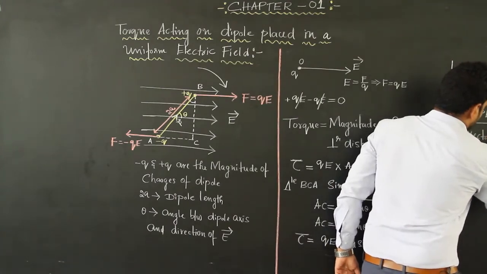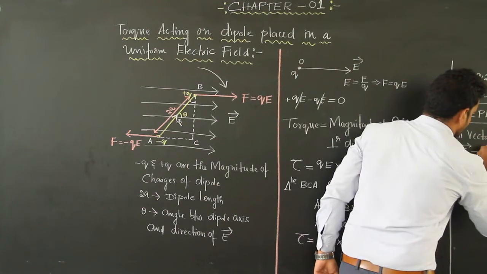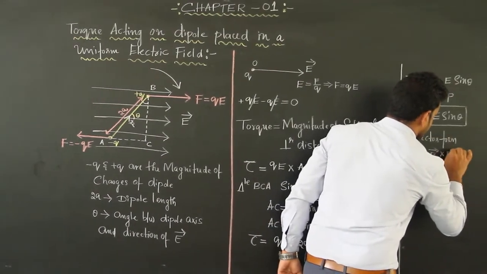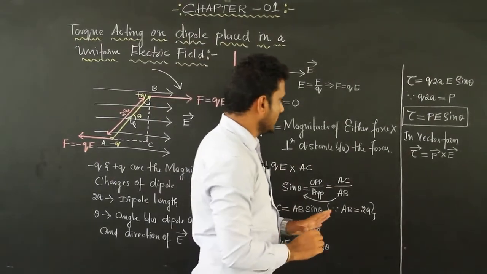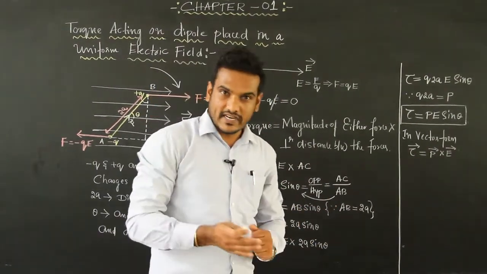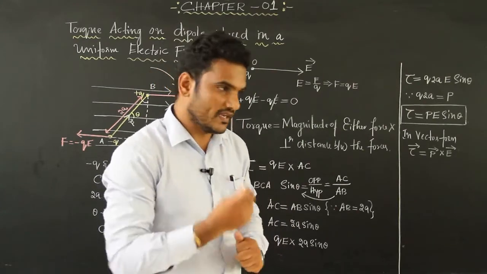In vector form, tau vector is equal to P vector cross E vector. And we have two cases. Let us check it out. When does the torque become maximum and minimum?